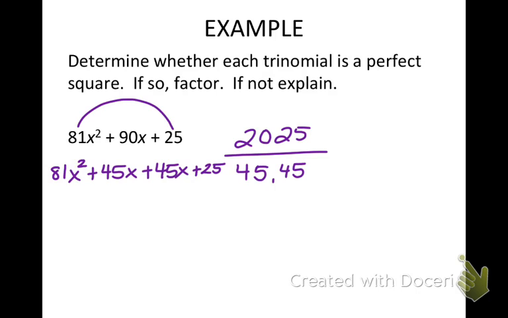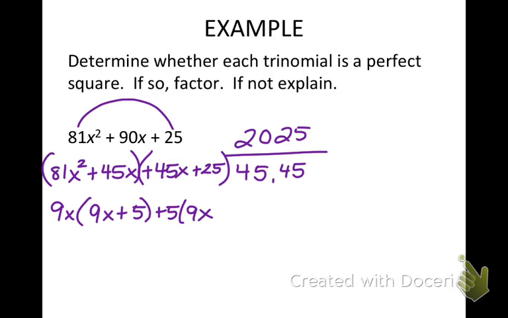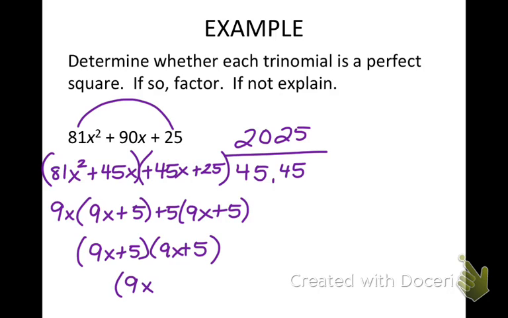Group the first two. Give me a GCF. 9x. So now I'm left with 9x plus 5. GCF of the last two: 5. So now I'm left with 9x plus 5. So my factors are what? 9x plus 5 times 9x plus 5, which we said could go to 9x plus 5 squared. I'm so confused.